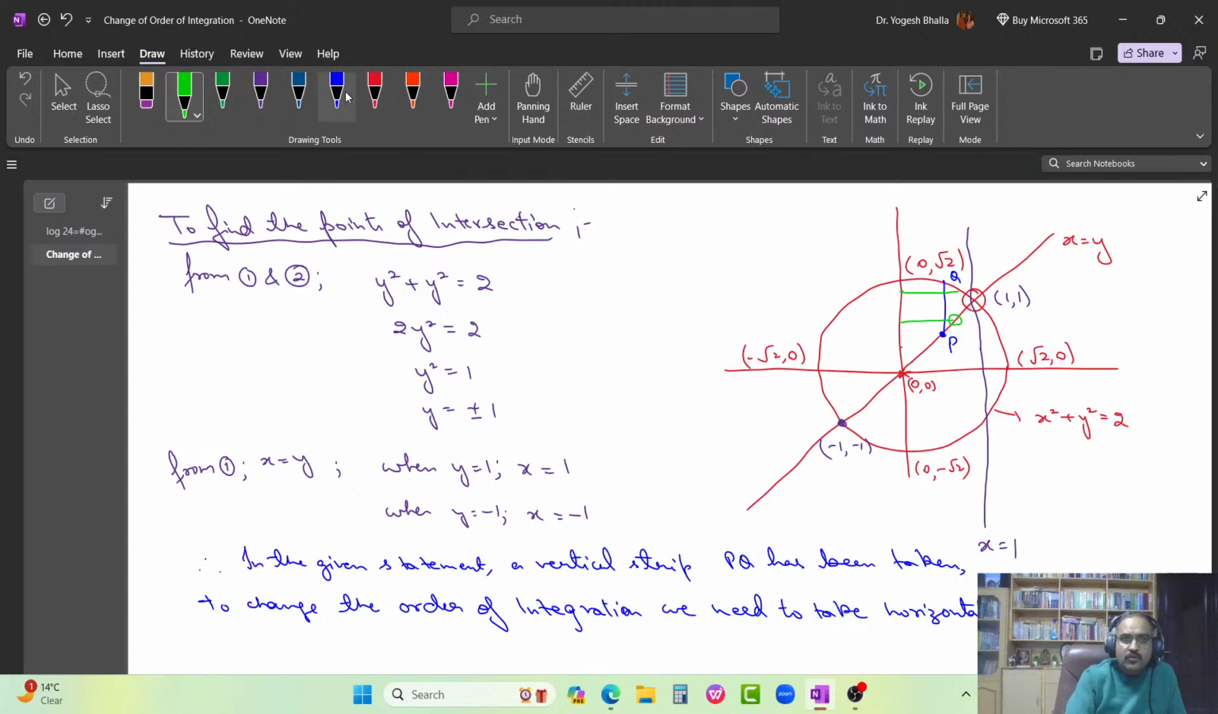So what I am going to do now is divide this given region from the point of intersection, this one. Okay. So this will be my point O, this is my point A, this is my point B, and this is my point C. Now this region OAB, I am dividing into two parts, OAC and ACB.